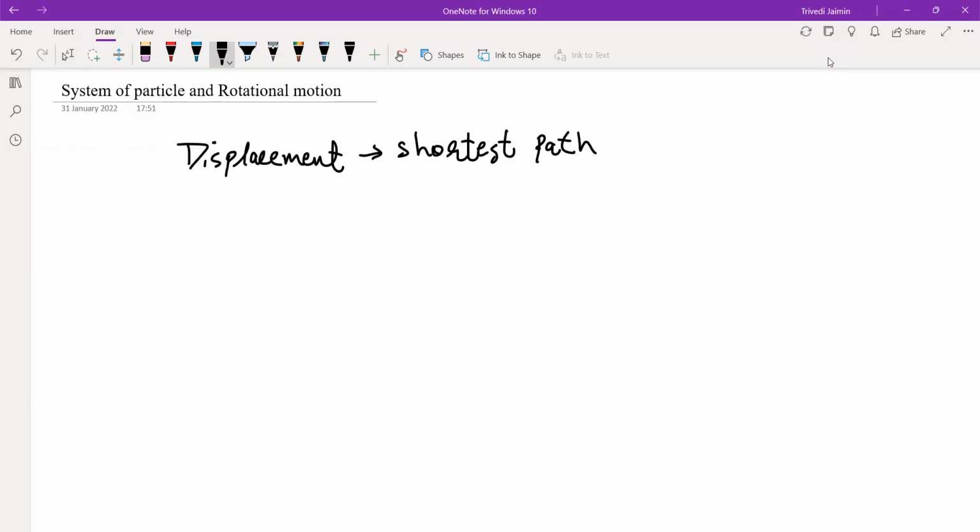Now, what is velocity then? It's the speed of the path. It's meter per second. It's a ratio of distance by time. Okay, ratio of displacement by time. Yeah, that's velocity.